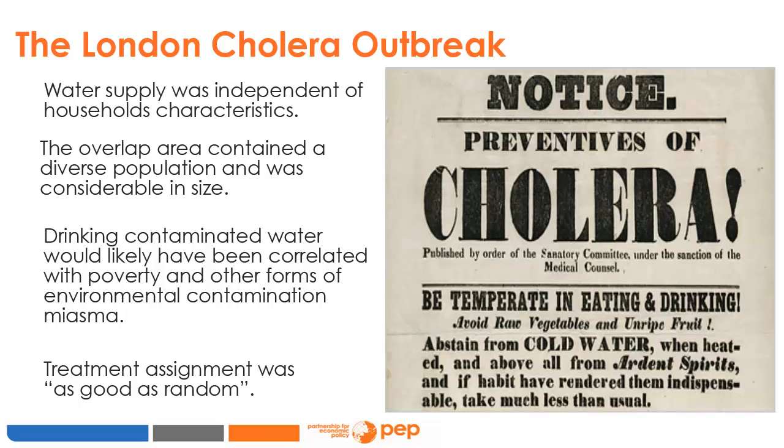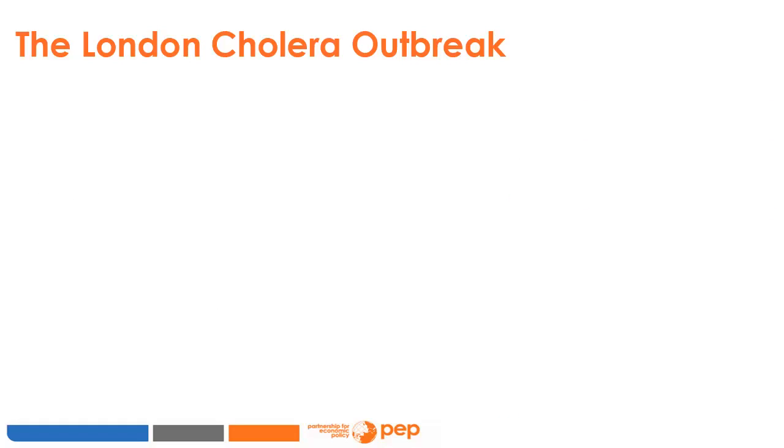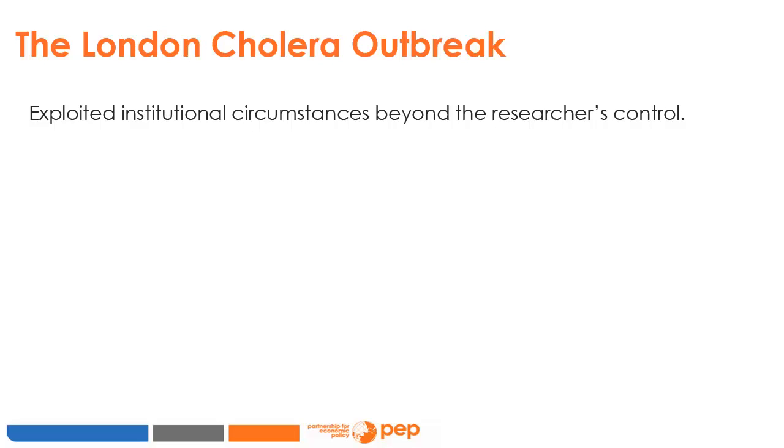Variation in the type of water company generated exogenous variation in exposure to impure drinking water. Treatment assignment was as good as random. The natural experiment of the cholera outbreak exploited institutional circumstances beyond the researcher's control. This is a classic natural experiment in which there is no real possibility for using random selection methods.